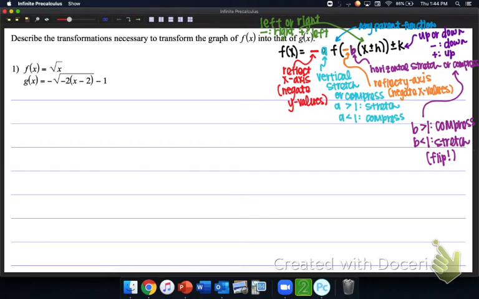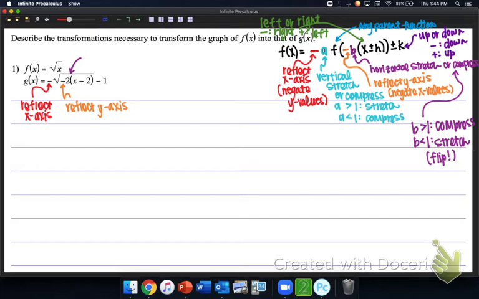Okay, so if we look at this equation right here, we just need to describe the transformation. So, well, this negative right here, this is reflecting the x-axis. We've done a lot of this in the other assignment, right? The other negative is reflecting the y-axis. Okay, now the 2. The 2 is on the inside of the square root, which means that it is a horizontal, either stretch or compress. So I need to look at it. It's a 2. Now I'm going to flip it.